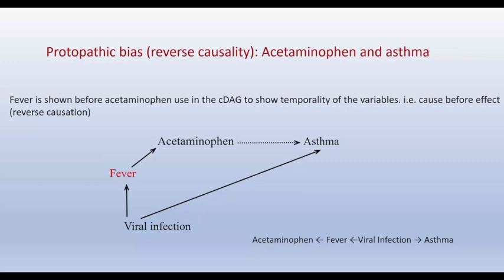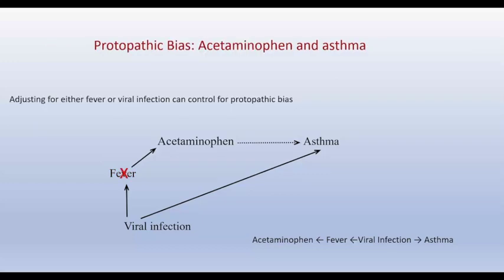And again, here is the causal diagram. We know that viral infections are risk factors for asthma. And when you have a viral infection, you can get a fever, and that fever can lead to use of acetaminophen. So again, you have a backdoor path that can create a biasing path through fever and viral infection to asthma. And adjusting for either fever or viral infection in this study would control for this bias for this specific question.